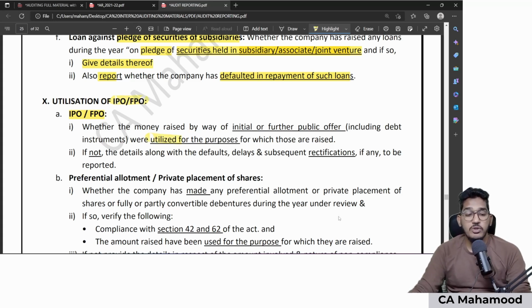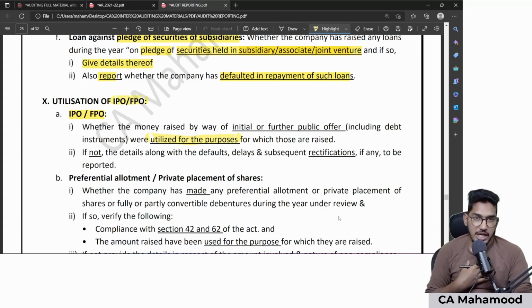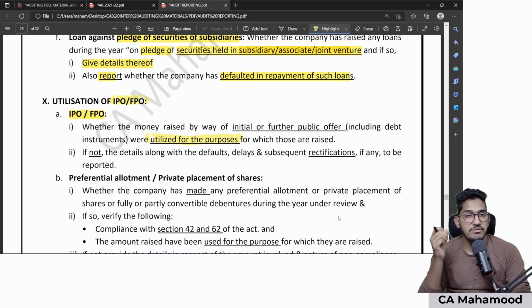Sir, how will I come to know about the purpose, sir? You will come to know about the purpose from reading the prospectus. So I need to check whatever money that has been raised from IPO, FPO, whether it has been used only for the purposes mentioned in the prospectus. If not, I need to report what defaults have taken place, what delays have taken place, and what subsequent rectifications are done. Everything needs to be reported.